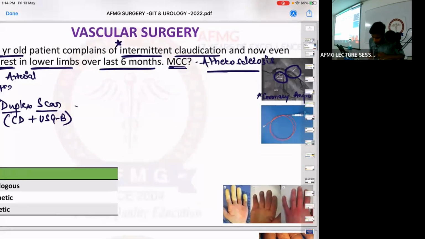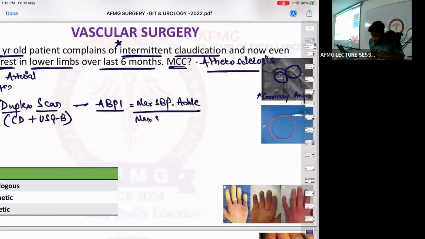Now here, if I perform a color Doppler, I can assess the ABPI. What do we mean by ABPI? Ankle brachial pressure index. This came earlier. Ankle brachial pressure index. That means I will assess the pressure, the maximum systolic blood pressure at the ankle.